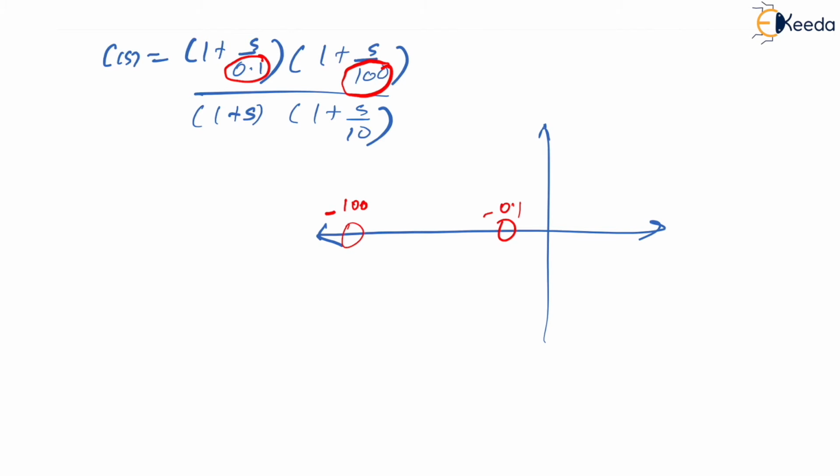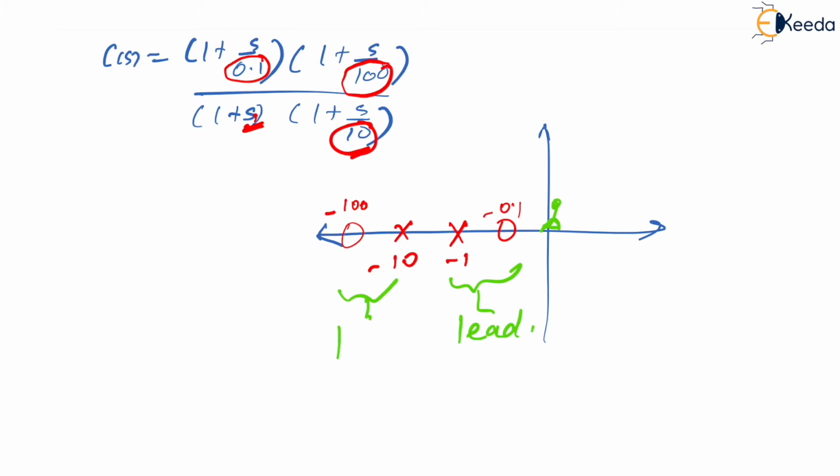Now, what next we have? Yes, 1 plus S tau. This is also 1. So definitely somewhere here you have a pole at minus 1, let us say. And then what we have? You have S by 10, which means minus 10 is somewhere here. Correct? This is the pole. Now see, if I am standing here, what do I see first? I see a zero first, which means definitely this is lead and definitely this is lag, correct?